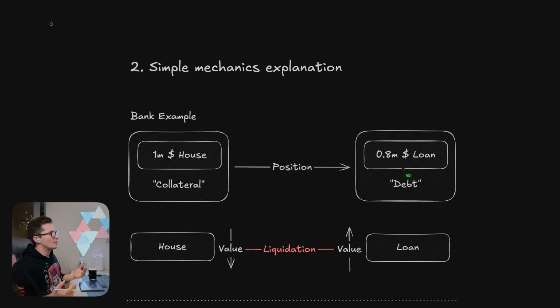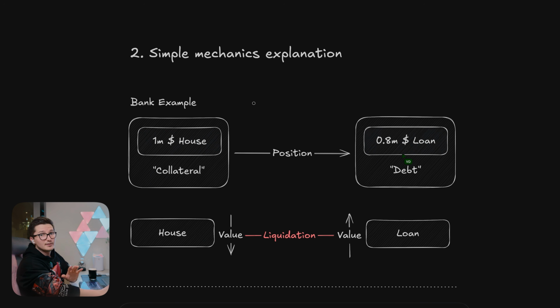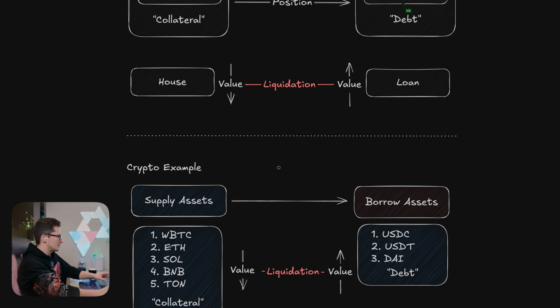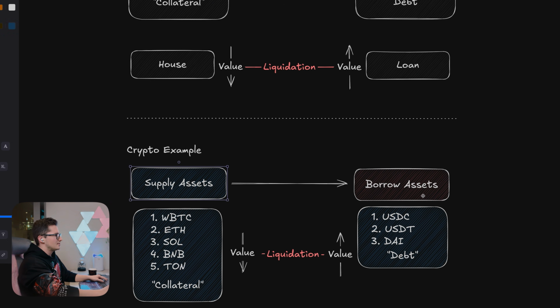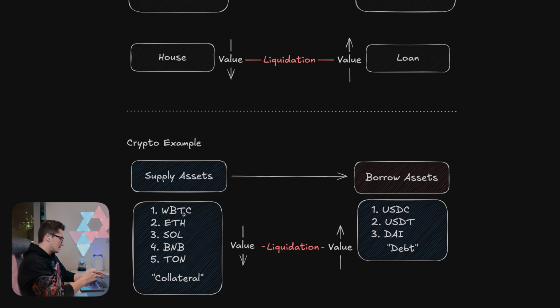So how does lending and borrowing in crypto work? It's just a simple explanation for now. The simple explanation of lending and borrowing in crypto looks like this. You have supply assets and you have borrow assets. Supply assets could be actually anything, but let's take the example of volatile assets. You have Wrapped BTC, which is Bitcoin from the Bitcoin network on Ethereum. You can have ETH, SOL, BNB, TON, it doesn't matter. All of these are volatile assets, and this is the collateral, or supply assets. It's usually called supply assets in the lending protocols.